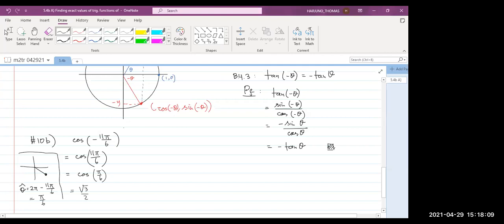Of course, we can also look at the terminal angle. The alternative way to do this problem is to look at the terminal angle. Negative 11 pi over 6 is coterminal to that angle plus 2 pi, which is pi over 6. That's coterminal. So cosine negative 11 pi over 6 is equal to cosine pi over 6, which is radical 3 over 2.